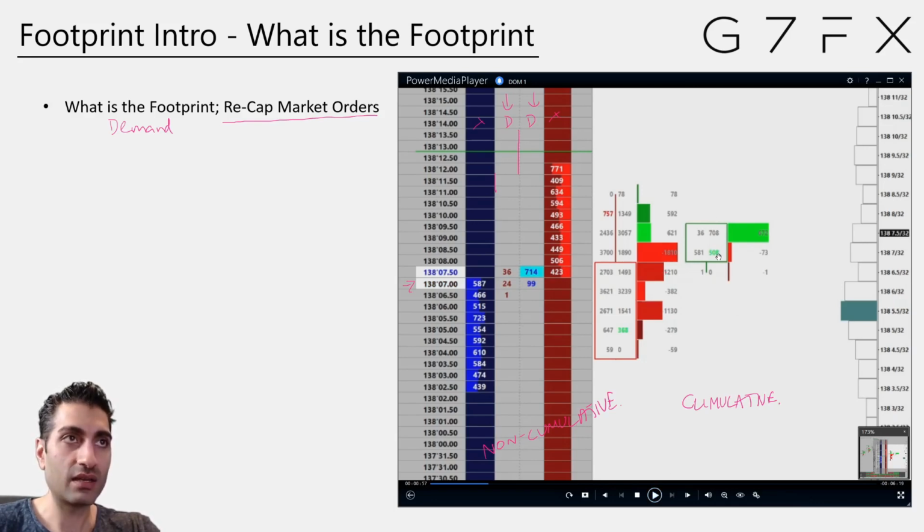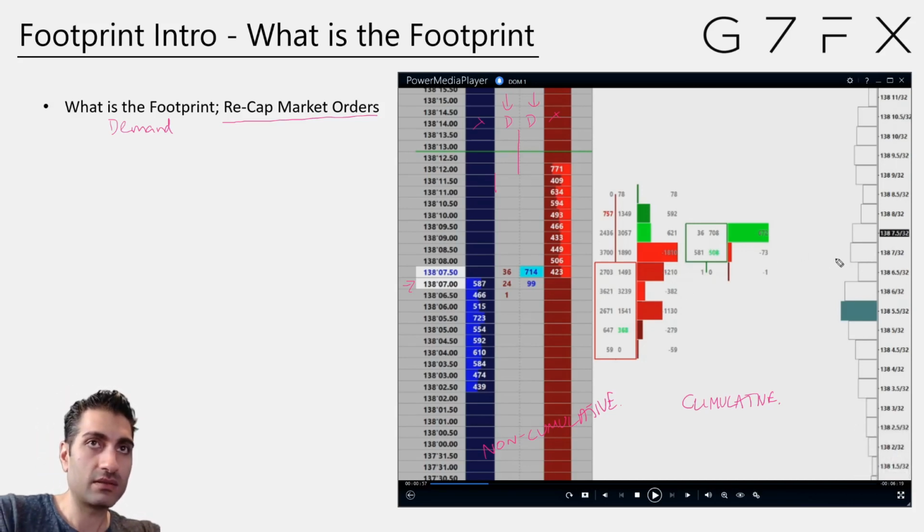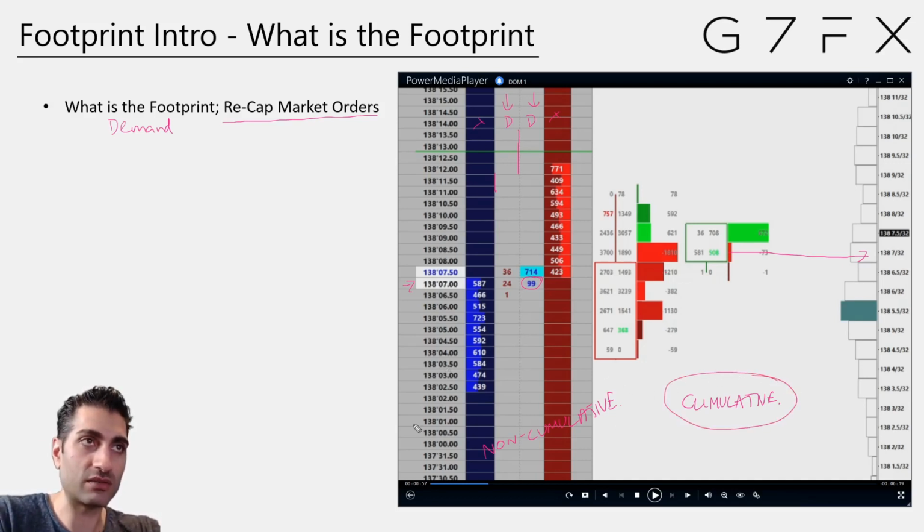Oh, we've had 508 aggressive buys at, just get the pen, 7, right? But look, guys, my depth of market is only showing 99. Why is that? Because we revisited that price so many times, it kept resetting. But what did I say? This is cumulative. This is non-cumulative.